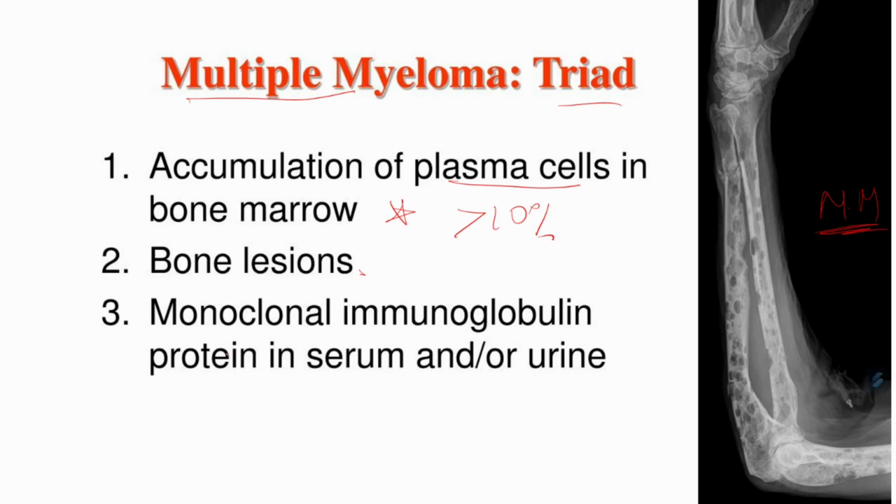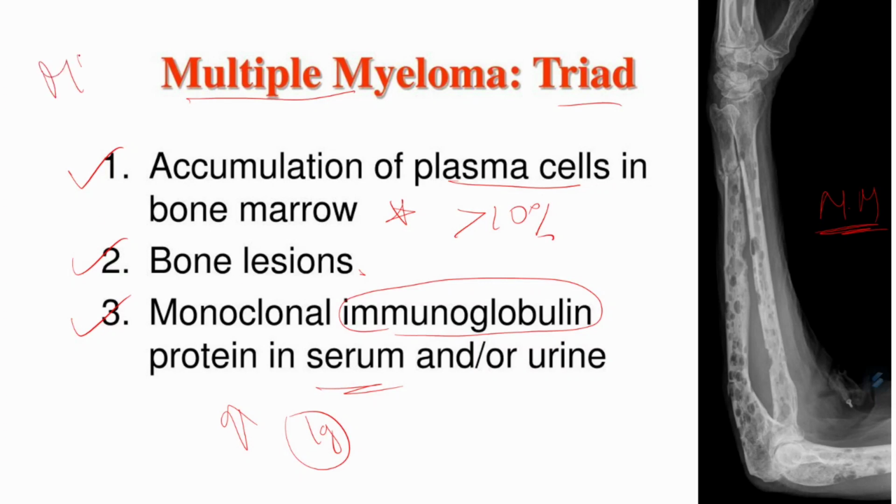And the third one is that more amounts of immunoglobulins are seen in the serum, because it is the main clinical presentation. Excess amounts of immunoglobulins are seen in the serum. Clear? So these are three very important points, a triad of multiple myeloma. With these three, you can directly diagnose that the patient may have multiple myeloma.